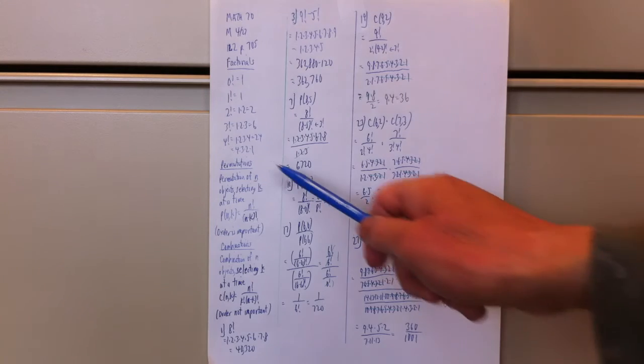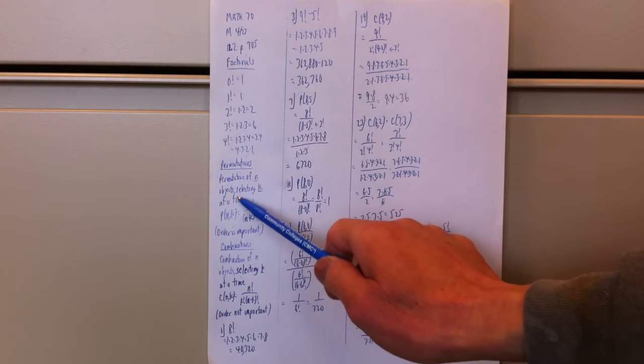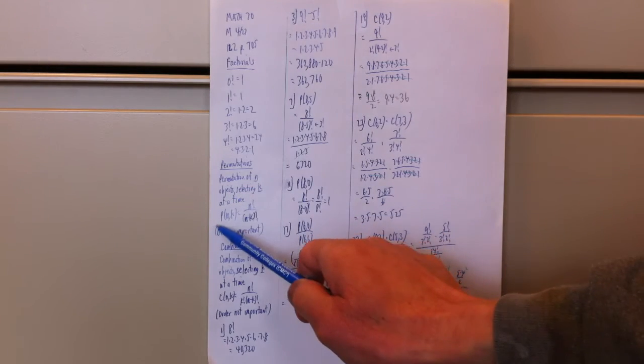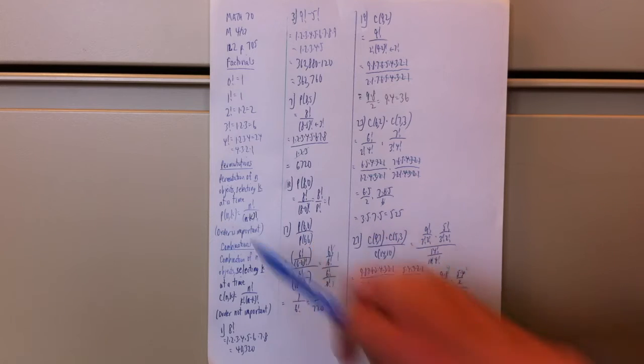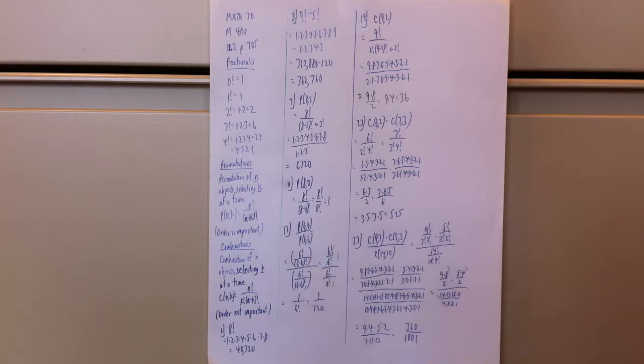All right, then we have something called permutations. A permutation of n objects selecting k at a time. The formula for that, written as P(n,k), is defined to be n factorial divided by (n minus k) factorial. Essentially, for a permutation, order is important. The order in which you select something is important.